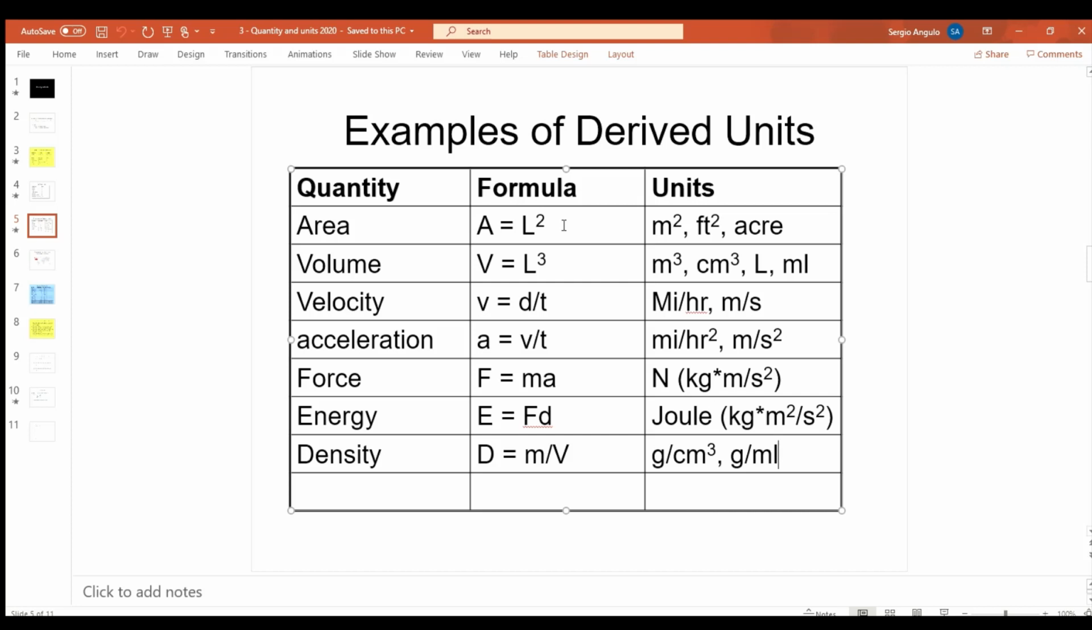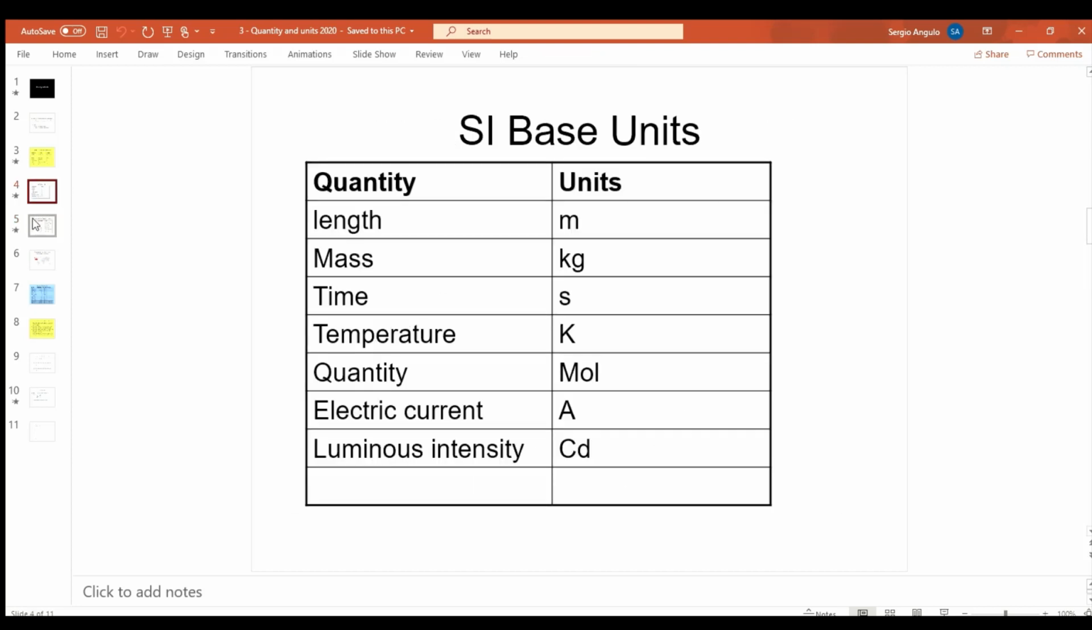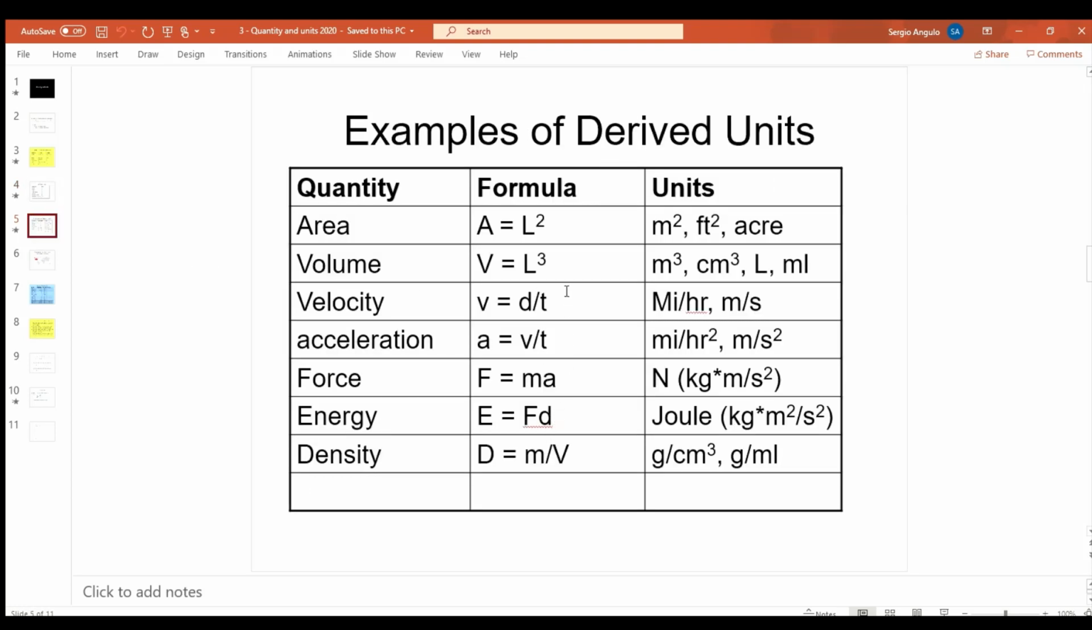But the main idea here is these are derived units. The units that we got here came from plugging the base units into these equations, and when those units don't cancel out, you end up with a derived unit: meter squared, or foot squared, or meter cubed, or centimeter cubed, or a meter per second, or a meter per second squared, or a kilogram meter over second squared. Just by plugging all the base units into this equation and this equation, you ended up with all that gobbledygook, and we redefined it as a Newton to make it easier. Same thing with a joule. But when we look at density, you're going to have to get used to grams per milliliter.